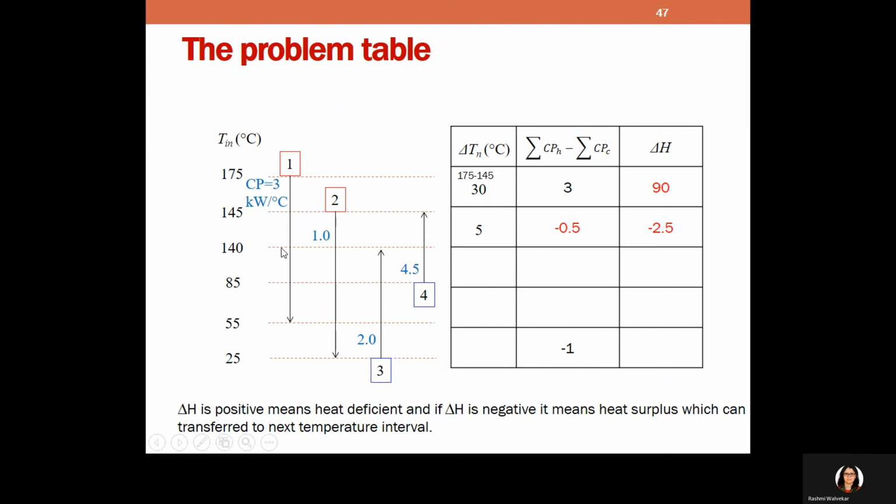Now move on to the third one, this region. What is the delta T? 140 minus 85. What is the CP? 3 plus 1, 4. How many cold streams do you have? 1 and 2. CP 2 plus 4.5. Minus them off, you get negative 2.5. Multiply delta T with CP, you get enthalpy. Similarly, do for the last two sections. So your problem table is ready.